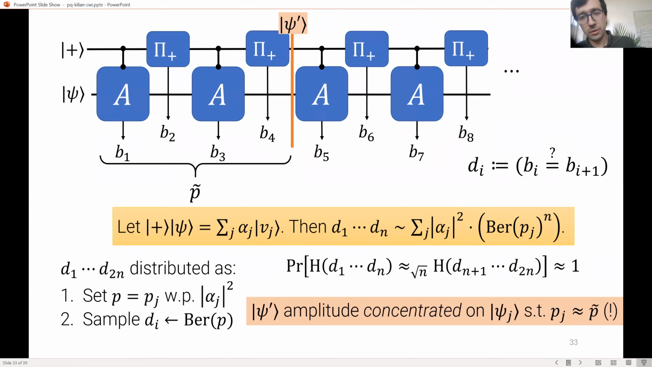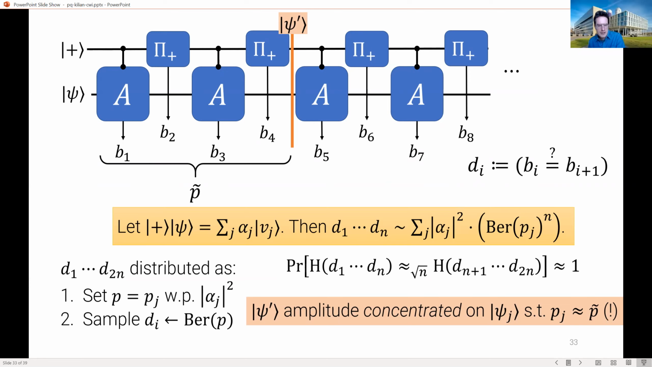because of this probability expression, it must be the case that the state psi prime is concentrated on these VJ eigenstates, or possibly VJ perp eigenstates, depending on whether the pi plus measurement gave you a 0 or 1. But in any case, it's concentrated in subspaces such that the eigenvalue of the subspace is close to this P tilde. Does that make sense why that's the case?